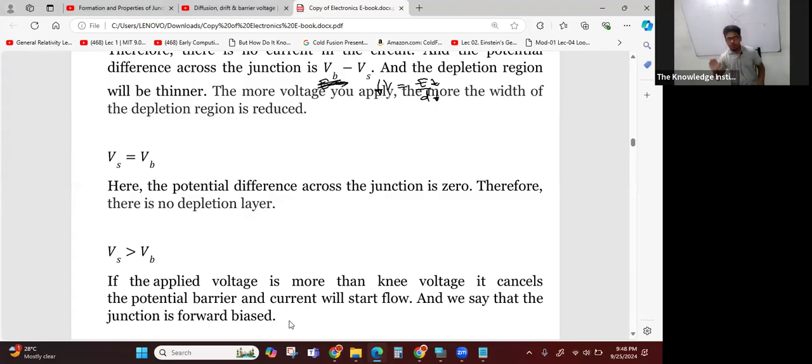So if you want to forward bias a diode or PN junction, the first thing you have to do is connect the battery properly. The positive terminal of the battery should be connected to the P side of the semiconductor, and the negative side of the battery is connected to the N side of the semiconductor. And then you have to apply a voltage that has a value greater than the barrier voltage, then the diode will be forward biased, and then there will be a current in the circuit.